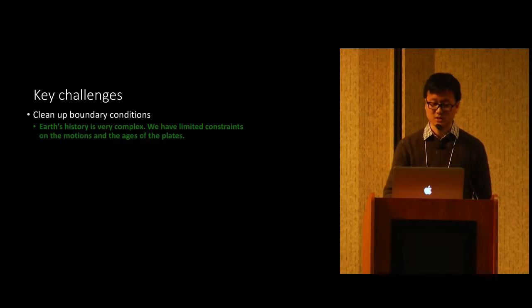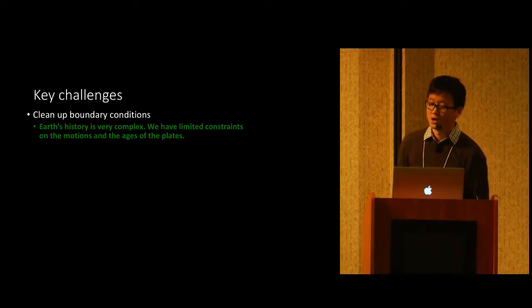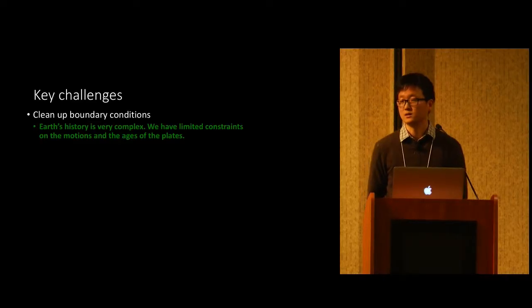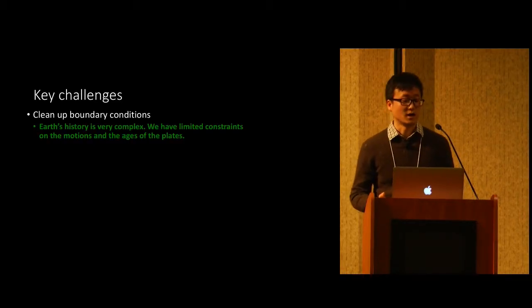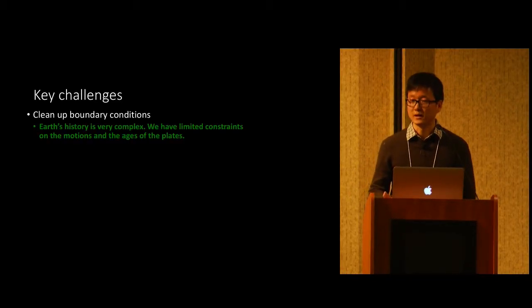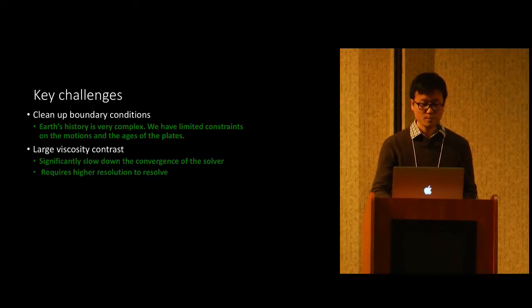The key challenges for modeling mantle convection are, first, to clean up the boundary conditions. We know the Earth is very complex, and the Earth's history is also complex, and we have very limited constraints on the formation, the motions and the age of the plates, which are actually the boundary conditions for our model. So first, we need to clean up the boundary conditions.